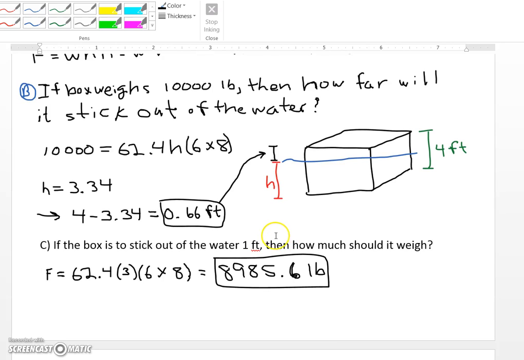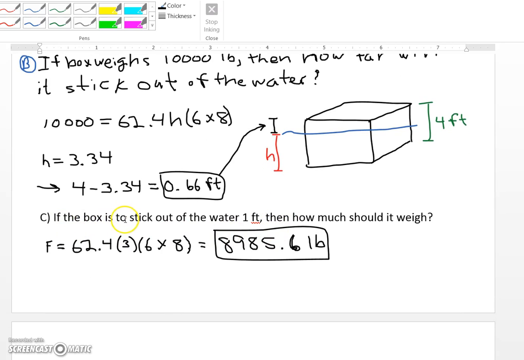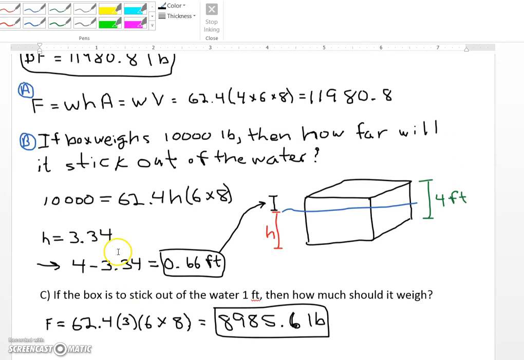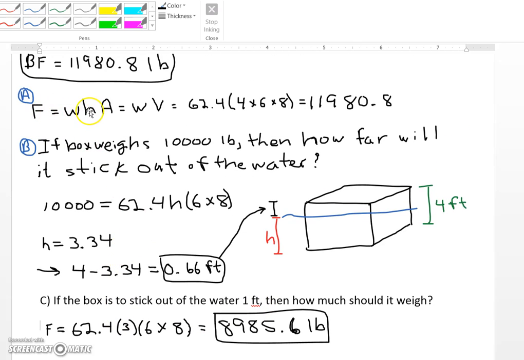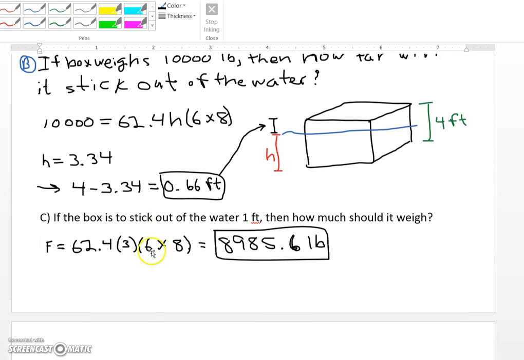Now, one other question we can answer. If we want the box to stick out of the water 1 foot, then how much should it weigh? How many rocks should we put in the box? So we can use our same F equals WHA formula. If it's supposed to stick out of the water 1 foot, then it's going to be underneath the surface of the water 3 feet.